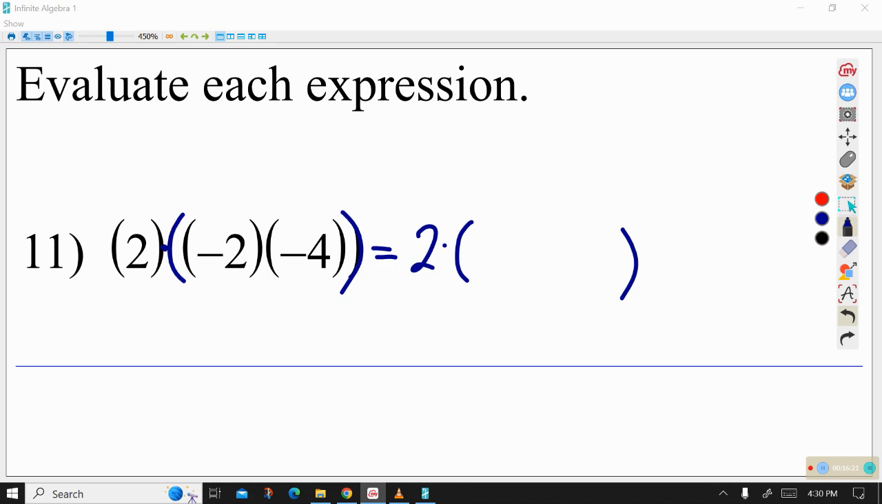Okay, so again, when we see a letter outside or a number outside of parentheses, it means to multiply. So inside, though, we want to see that we have another 2 parentheses stuck next to each other, and so those also mean multiply. So a negative 2 times a negative 4 will give me a positive 8. Okay, negative times a negative makes a positive. And now that I do 2 times 8, that makes 16.